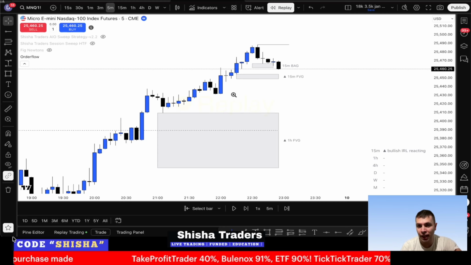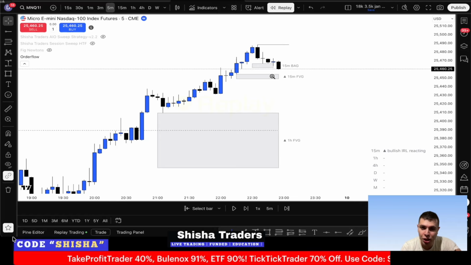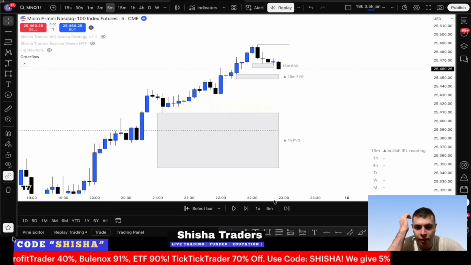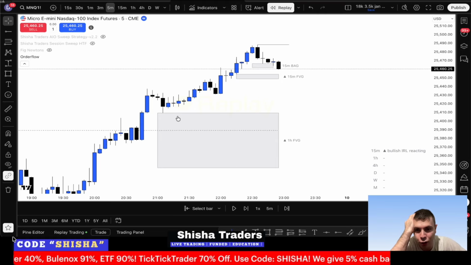If it gets me filled in, I'll target this NWOG NDOG. If it touches the NWOG NDOG first, it'll retrace back to this 1 hour and I'll smack a long again. Or I'll find myself a first entry, okay? And so here we said total soup entry style.